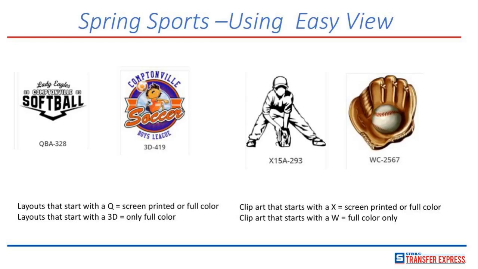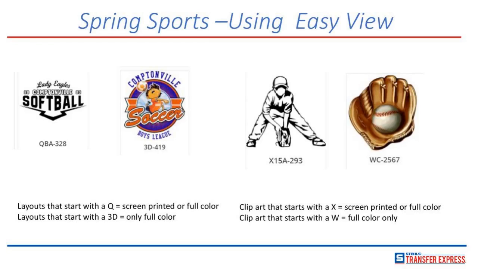It's kind of flat black and white spot color. It's QBA 328. But then in the soccer section, you'll see a soccer design that's all those colors there. It's kind of cartoonesque. It's got some fading and some shading in it. And you'll notice that layout is 3D-419. When you guys are looking through artwork and you see something that starts with 3D, that artwork is full color, and that's been made for our full color transfers.